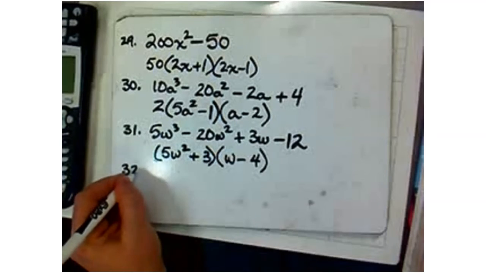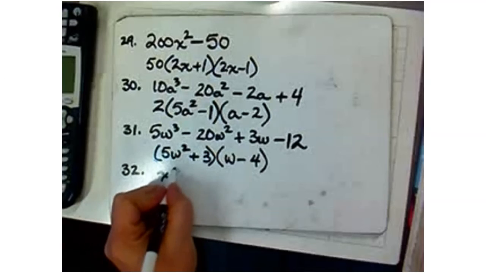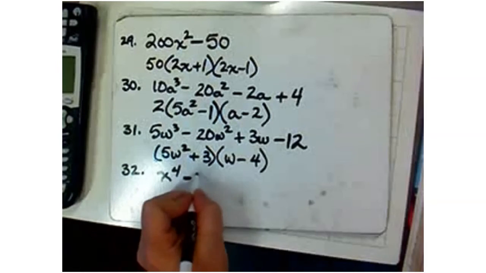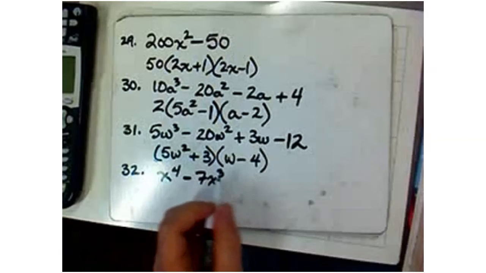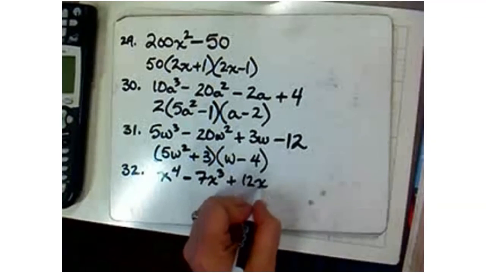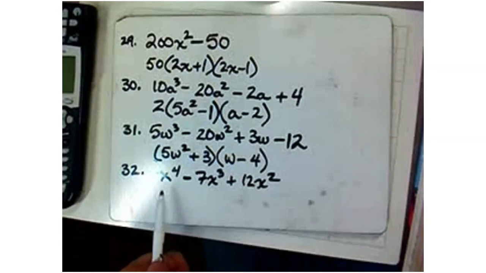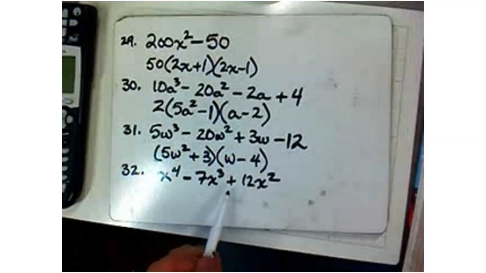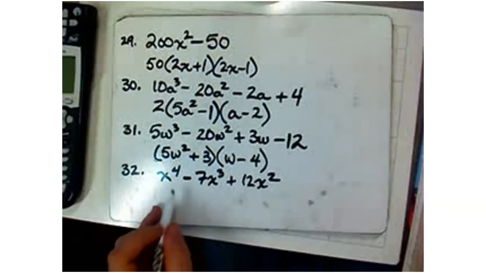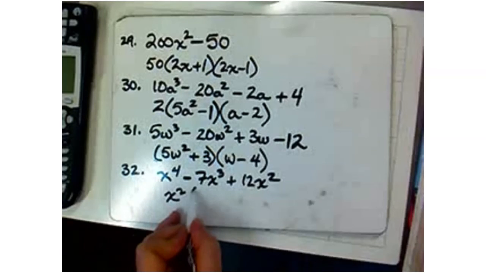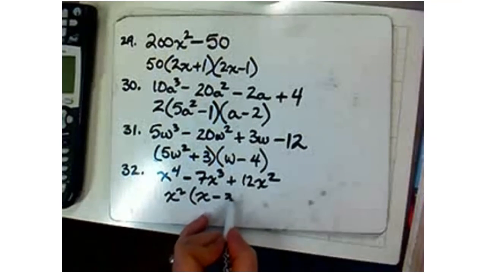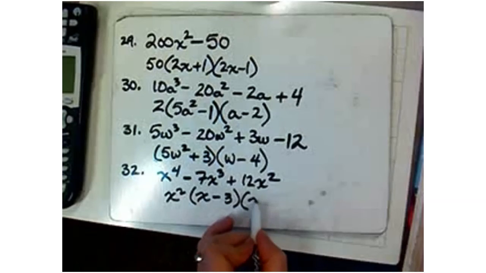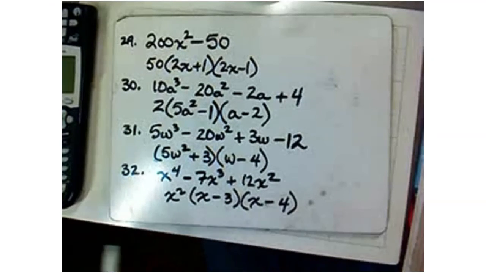Number 32 is x to the fourth power, bring it on down, minus 7x to the third power, bring it on down, plus 12x to the second power. And the answer is x to the second power, open paren, x minus 3, close paren, open paren, x minus 4, close paren.